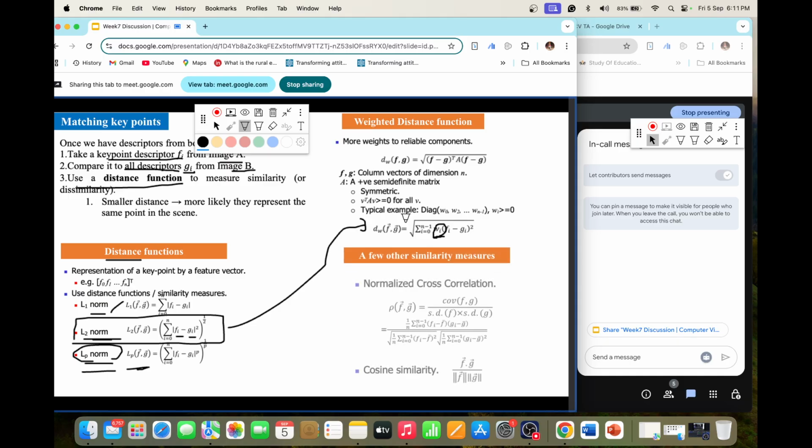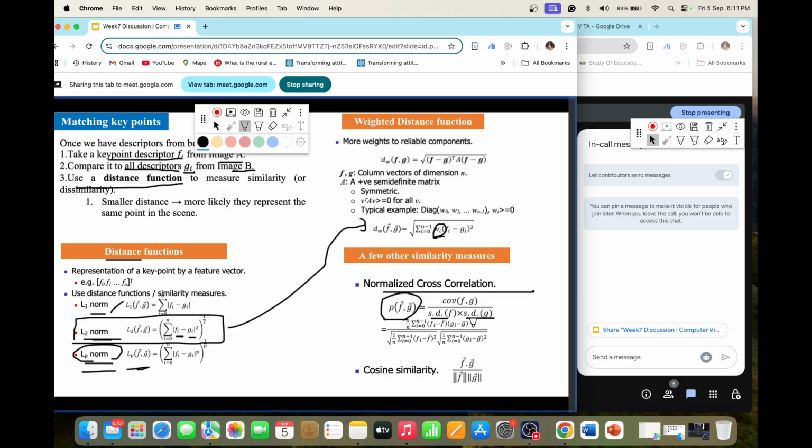We have two other similarity measures. One is called normalized cross correlation. It is given by rho of F vector and G vector, which we find as the covariance of F and G divided by the standard deviation of f times the standard deviation of g.